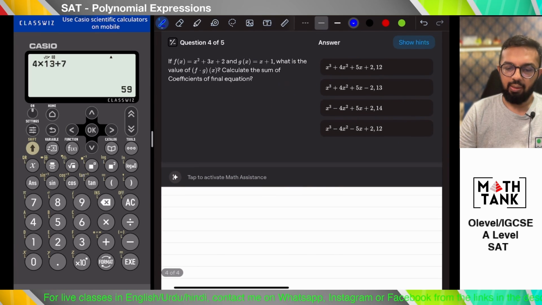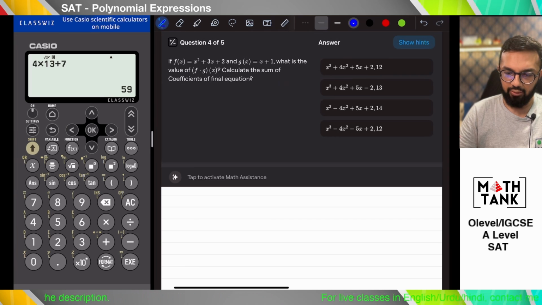Okay, let's look at the next question. This one says if f of x is this, what is the value of f dot g? When I say dot, I think I should be multiplying these across. So x squared plus 3x plus 2 multiplied with x plus 1.